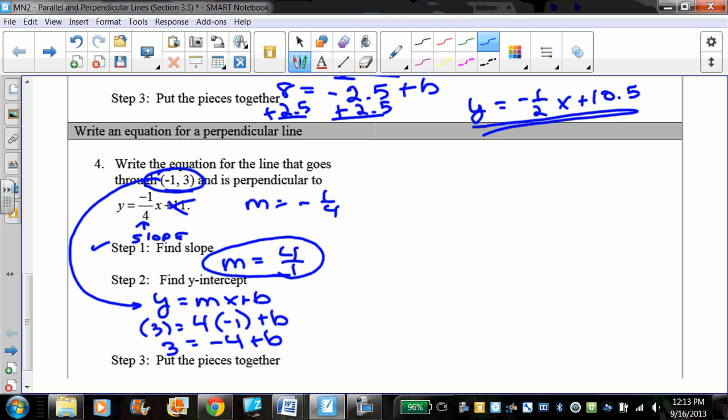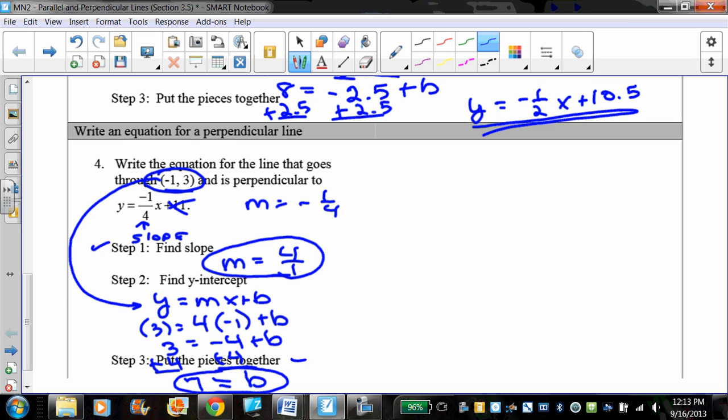I add 4 to both sides, and I end up with b. I'm just going to write right down here, b is equal to 7. That is our other component. Remember, we need 2 pieces to put the puzzle together.